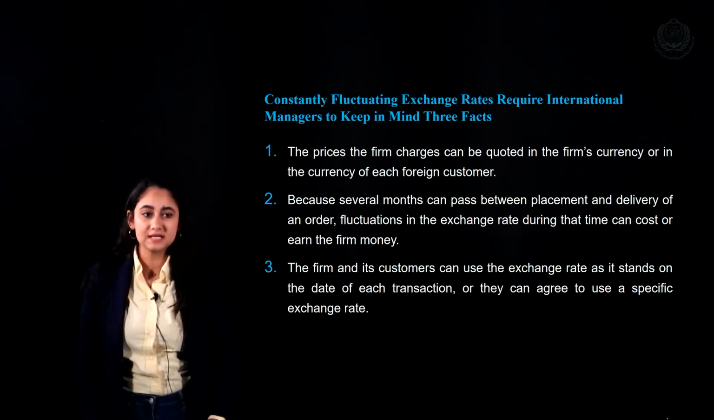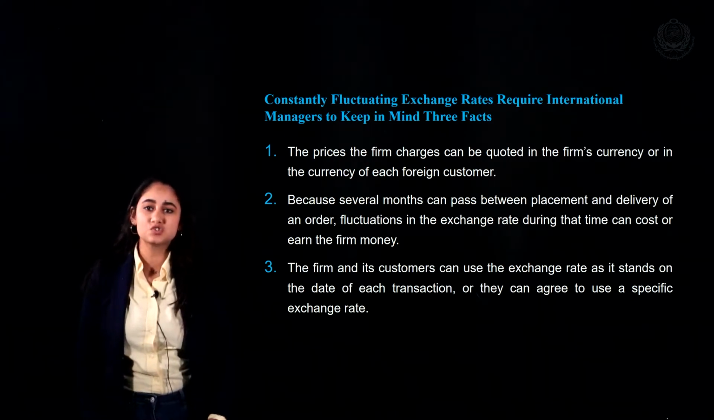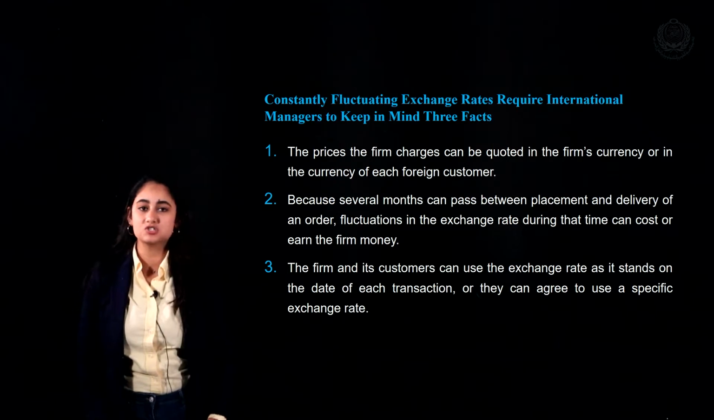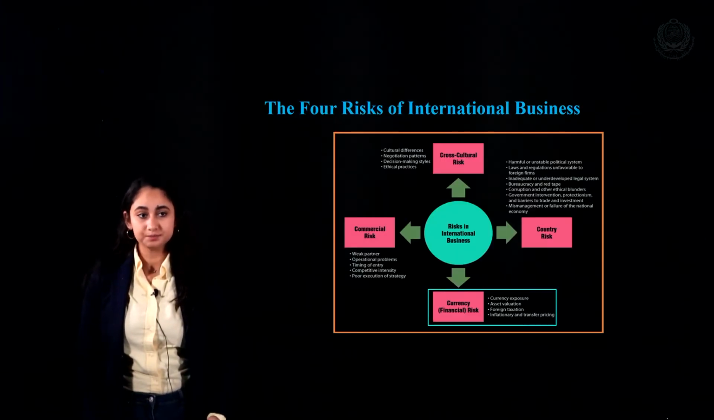Number three, I have to take into consideration that the firm and its customers can use the exchange rate as it stands, so we can use the current exchange rate as we are doing the transaction, or we can agree on a specific exchange rate just in case any fluctuations happen. We have already agreed upon a certain exchange rate, and this is the exchange rate no matter how long there is between the order and the delivery. This is the exchange rate that will be used to avoid any inconsistencies.